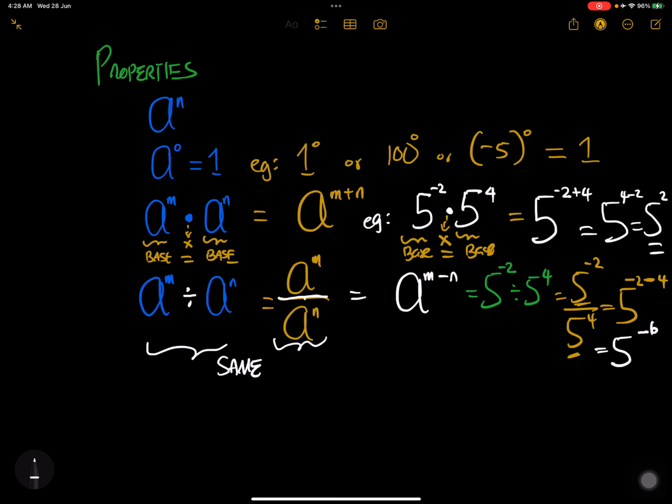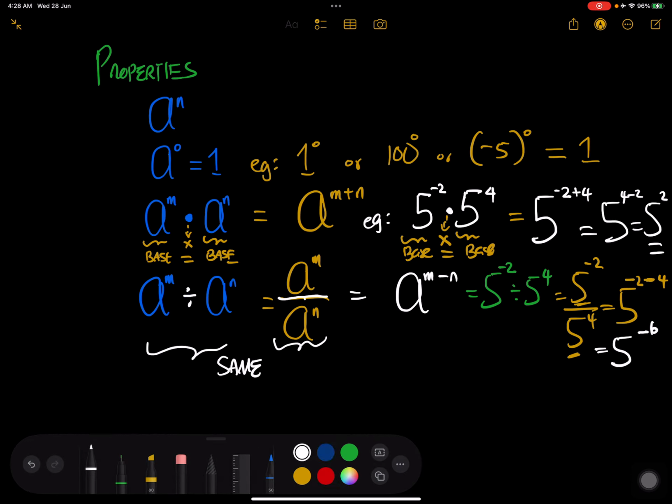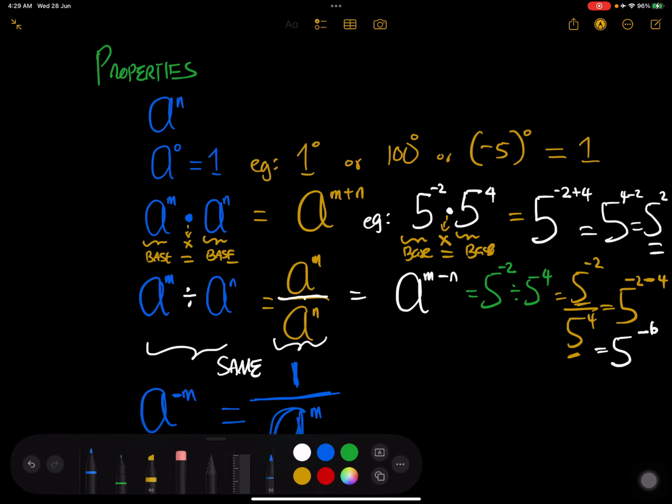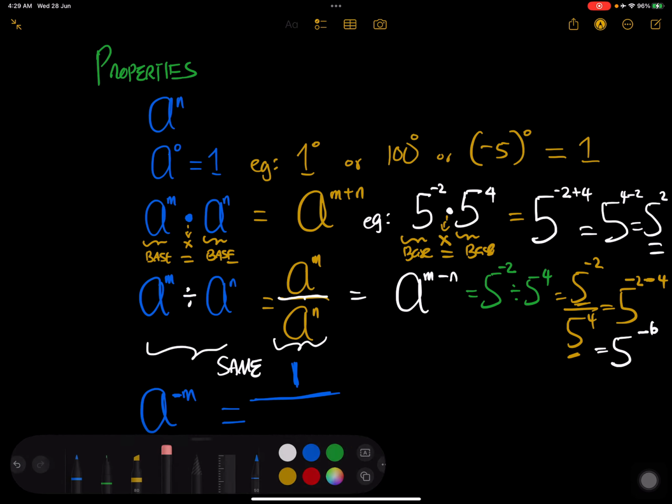Now let's look at another property. Another property says that if we have a to the power of negative m, we write 1 in the numerator and divide it by the denominator. This time it's going to be positive. The negative that is here is gone because we put a 1 here and divided by that same thing. So let me write this well. It doesn't look pretty.